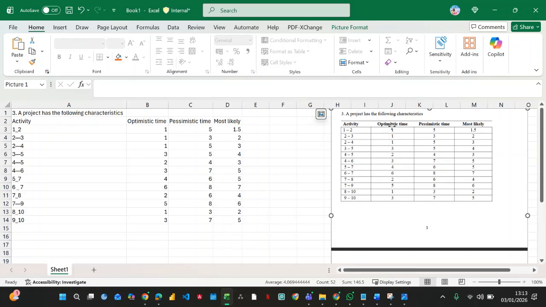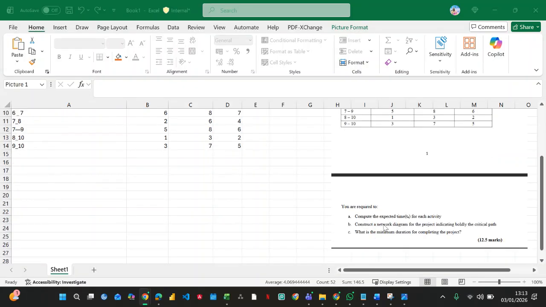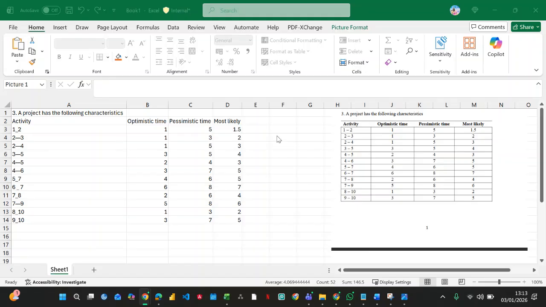The variables and the values: we have the optimistic time, the pessimistic time, and the most likely time. Now, if you look at the columns here, the first one is the activity. These are activities that are happening, and some depend on another, right? So we have a formula for this, the expected time.